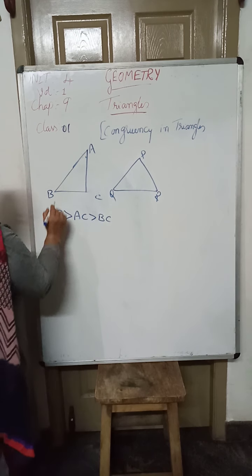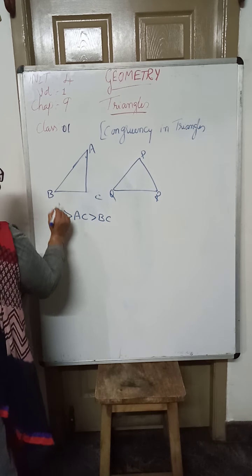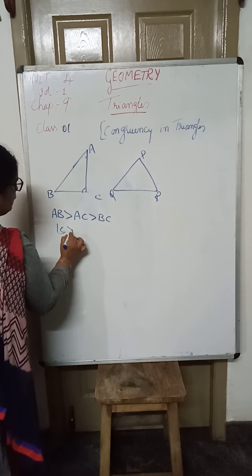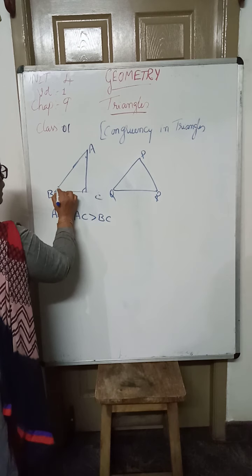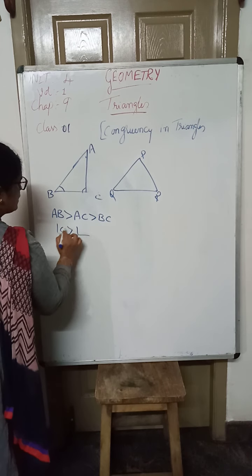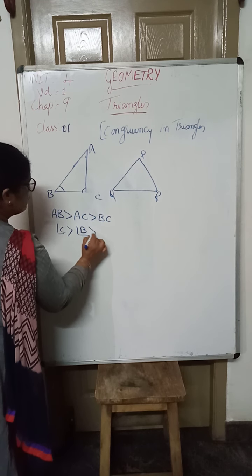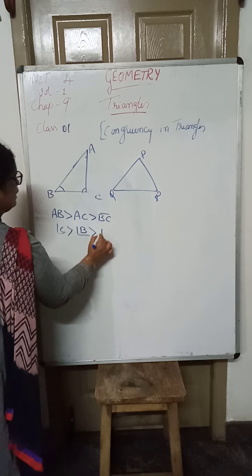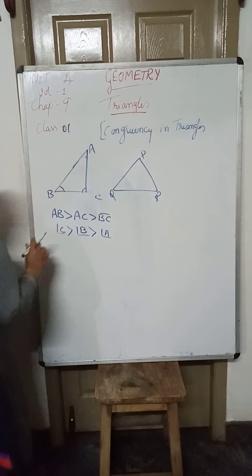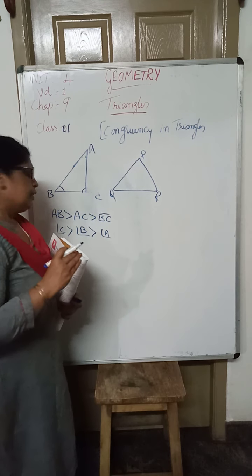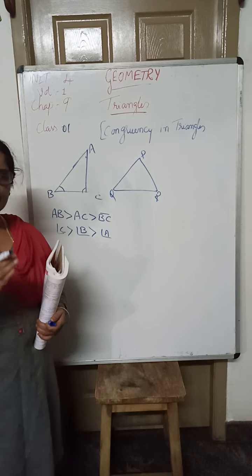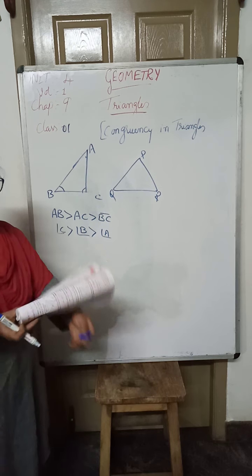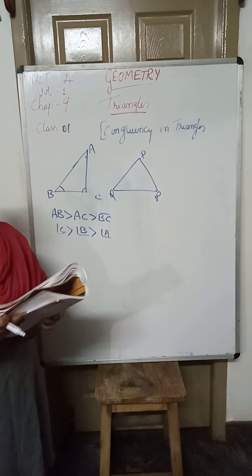Then its corresponding angles will also be in the same order. Opposite to AB is angle C, and angle C will be greater than angle B, which is opposite to AC. Then angle B will be greater than the angle opposite to side BC, that is angle A. It means that as the sides keep increasing or decreasing, the corresponding angles also keep increasing or decreasing.